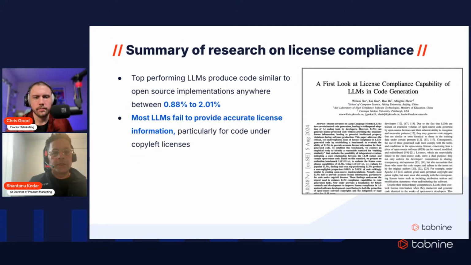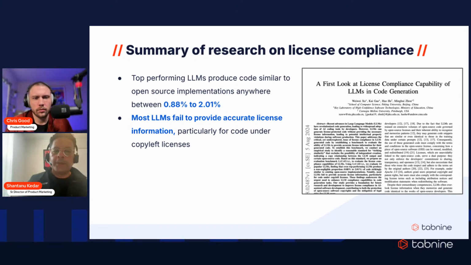Next slide, please. Okay. Another thing that I wanted to highlight is that it's not as if every time you use a model like Claude 3.5 Sonnet or GPT-4o, you get code that matches some non-permissive code out there. It does not happen on every single interaction, but it does happen. The likelihood of this happening is low, but at the same time, it's not zero.